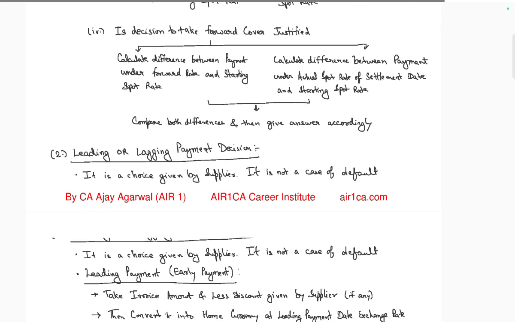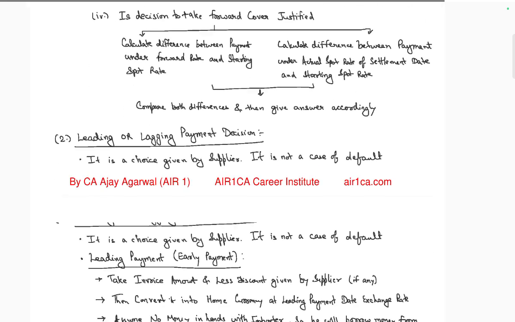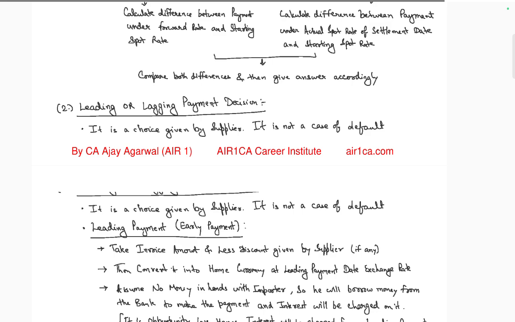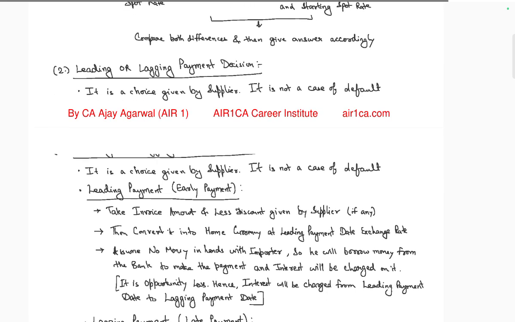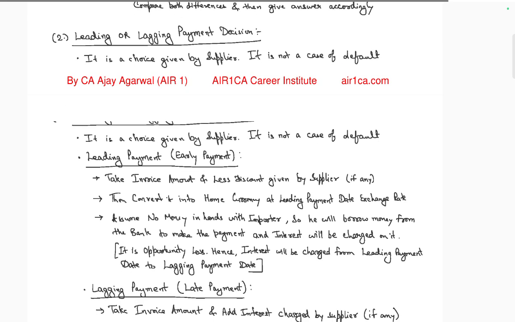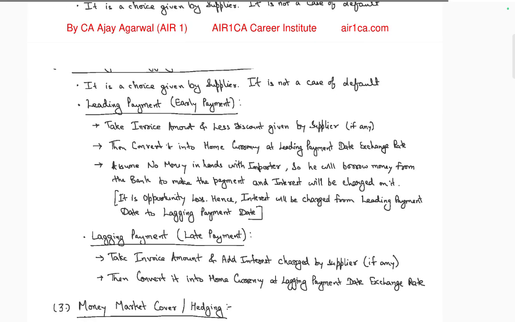leading and lagging payment rate. It is the choice of the supplier. It is not the case of default. It is a choice given by the supplier, not in the case of default.